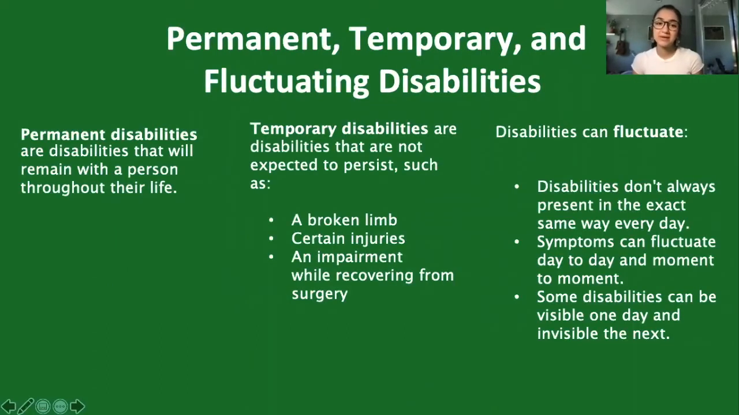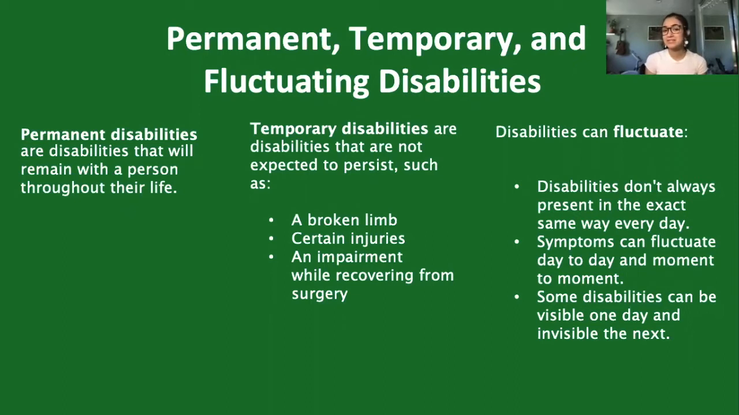So then let's talk about permanent versus temporary and fluctuating disabilities. Permanent disabilities are disabilities that will have permanence in someone's life. So they're not going to lose their disability. They're not going to grow out of it. They're not going to be cured from it. It's just a part of their life.